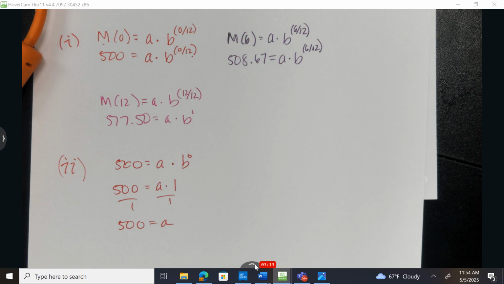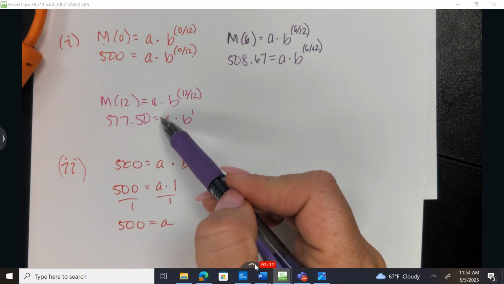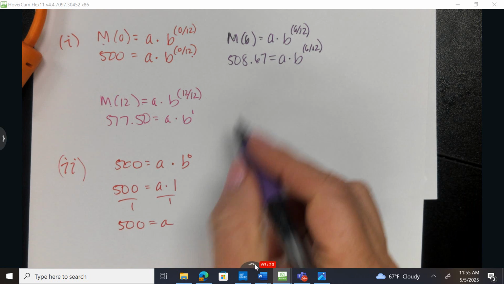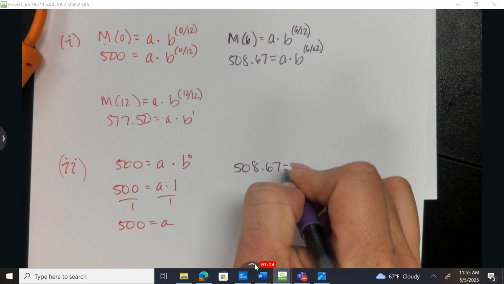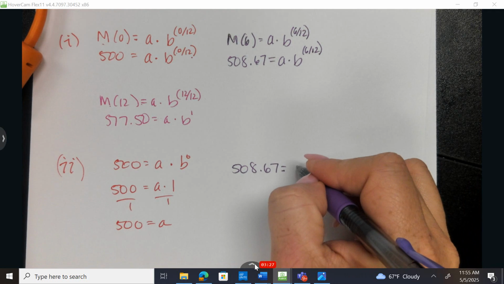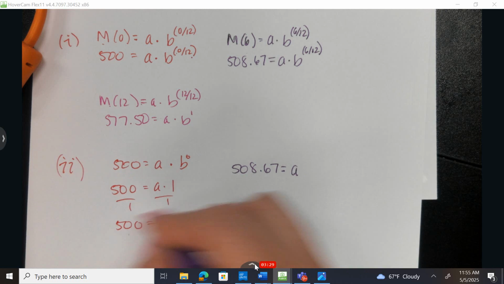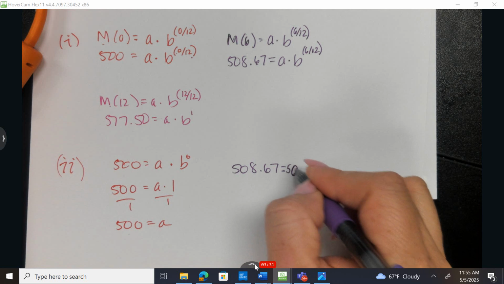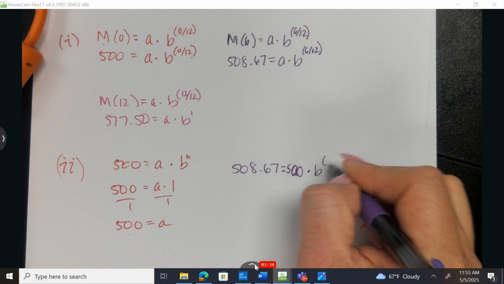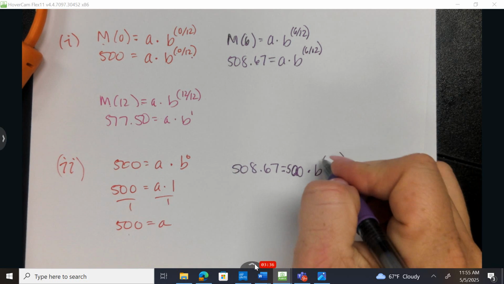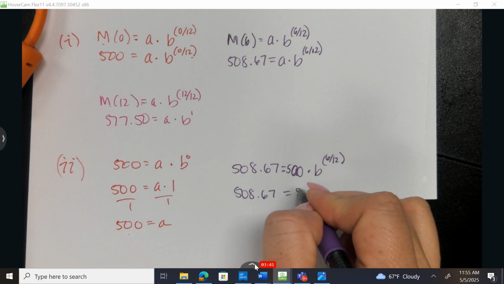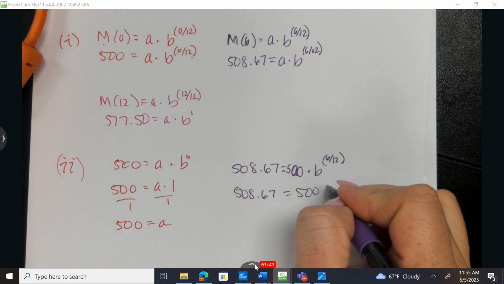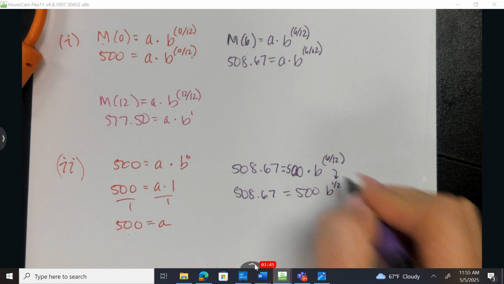Now how can I use that A value in order to solve for B? I'm going to take the second equation. We could use the third as well, but I'm going to take the second equation and write this down. We have 508.67 equals, well, A is 500, so 500 times B raised to the 6 over 12. 508.67 equals 500 times b raised to the 1/2 as I reduce this.